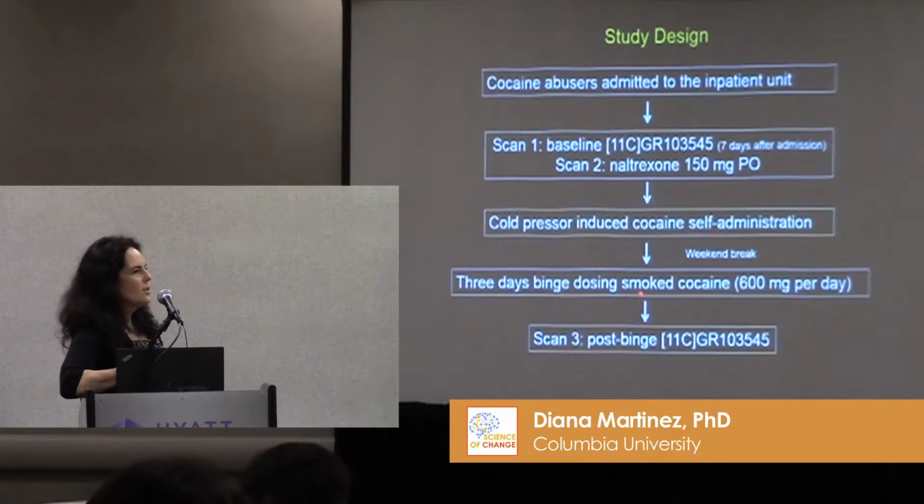The idea here is that there are rodent studies showing that if you binge animals on cocaine, you get this massive increase in dynorphin in the brain. So we tried this in humans. We binged them on cocaine for 3 days, and then we compared the baseline scan to the post-binge scan, the idea being that if we see a decrease in radiotracer binding, that is essentially endogenous dynorphin competing for the receptor.